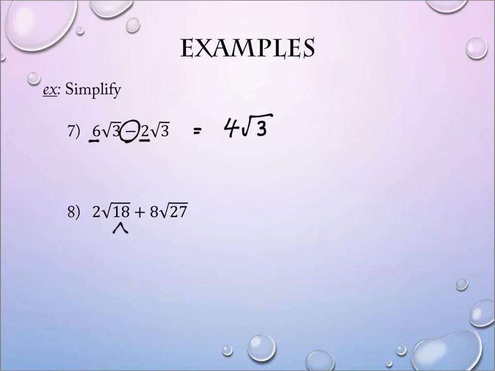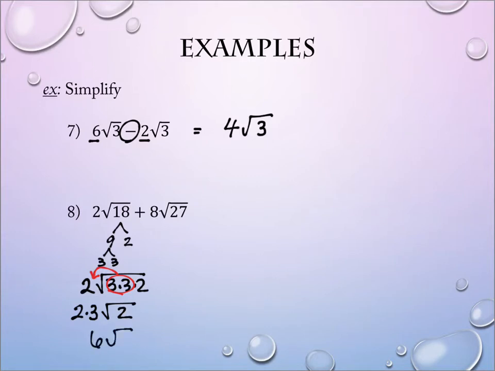So what is 18? 9 and 2. And 9 is 3 and 3. So let's actually do this piece first. I already have a 2 on the outside. And now I have 3 times 3 times 2 underneath. I'm looking for matching pairs, right? The 3's match, so they'll come out. There's already a 2 on the outside. Now there's a 3 as well. We multiply them, and I'm left with a 2 underneath. So this is 6 square root 2. All I've done is simplified the first piece all the way down.